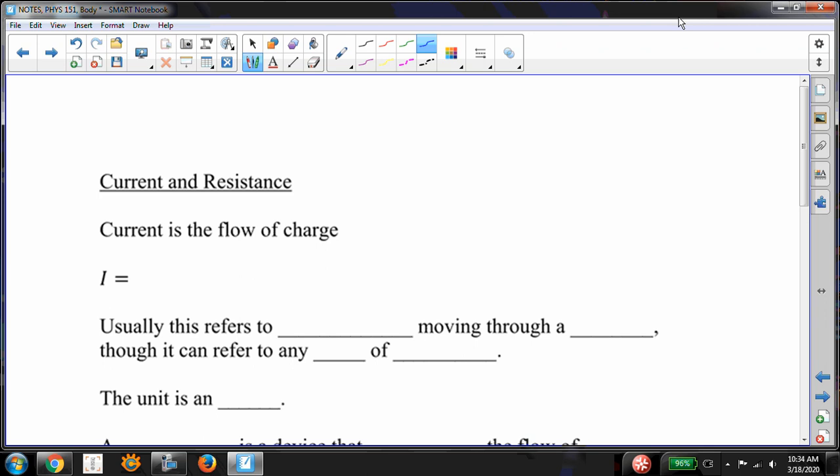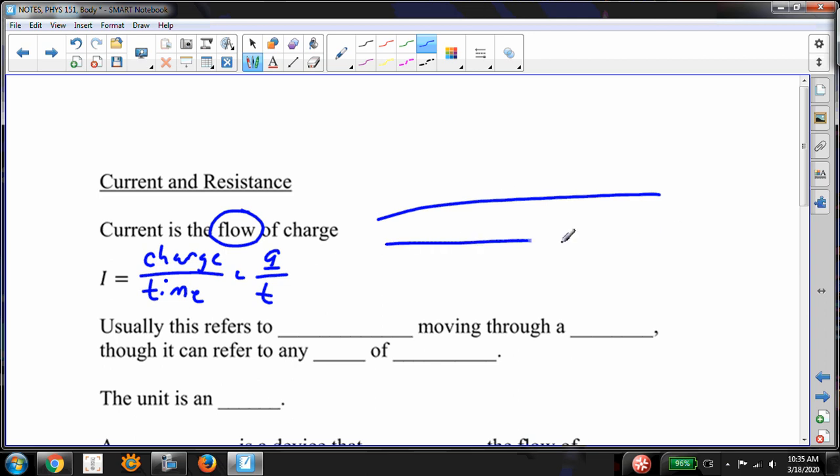So current is the flow of charge. And anytime we talk about a flow, we're always talking about something over time. Like we had a volume flow rate, that was volume over time. I guess that was the only flow that we had. But here we have a current. It's a flow of charge, and it is a charge over time. And so this is going to be Q divided by t.